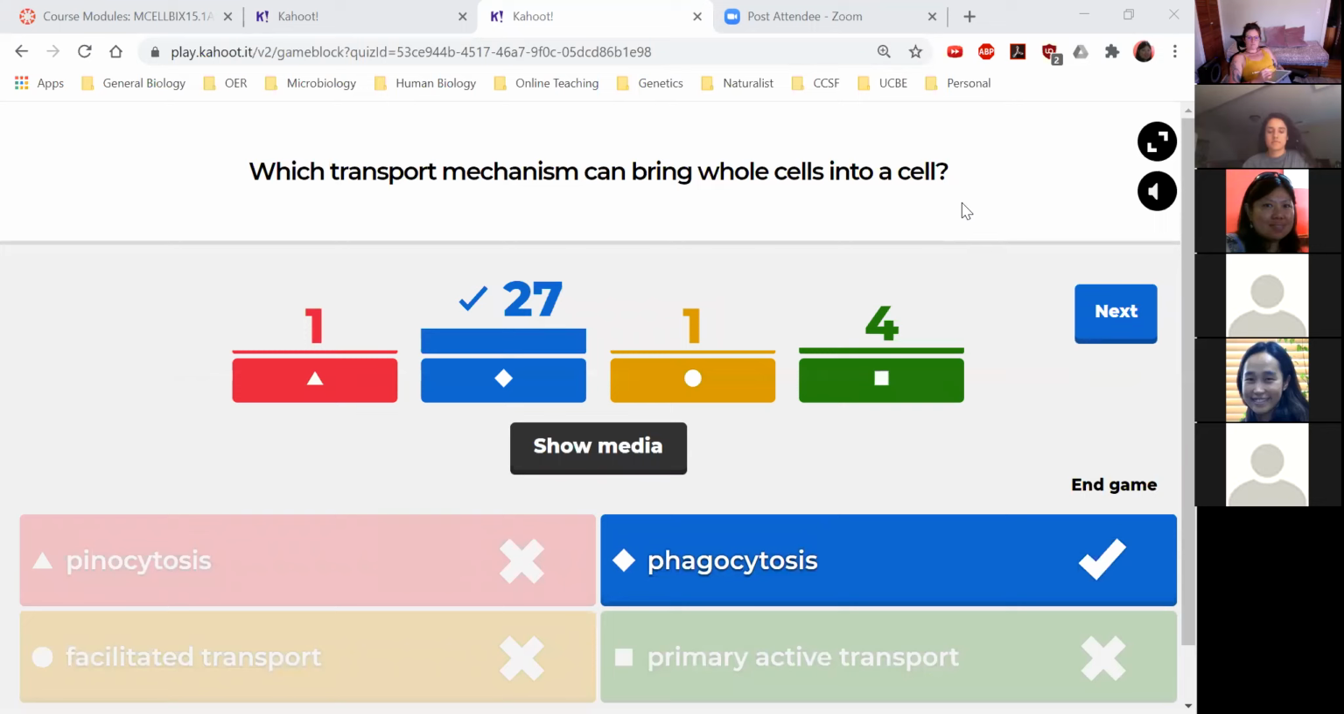Okay, so this one is just a definition question. It says which transport mechanism can bring a whole cell into a cell, and the answer we're looking for, of course, is phagocytosis.